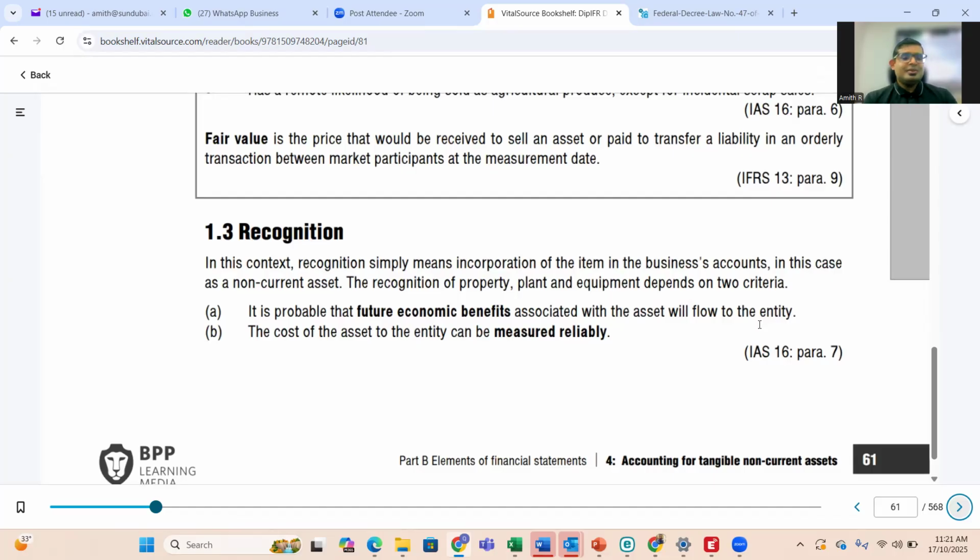100% okay. No, it's probable. That's what only you have to estimate, whether this is probable. Yes. Then I can then depreciate it? Yes.